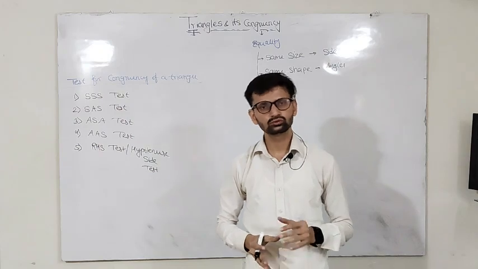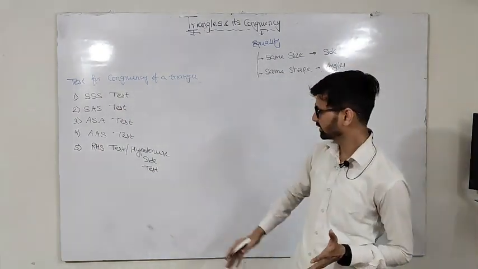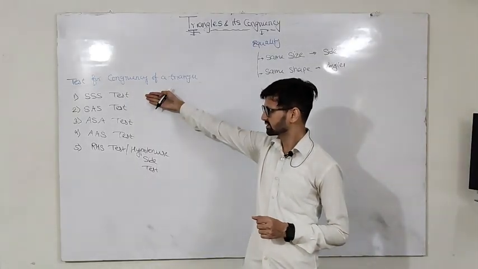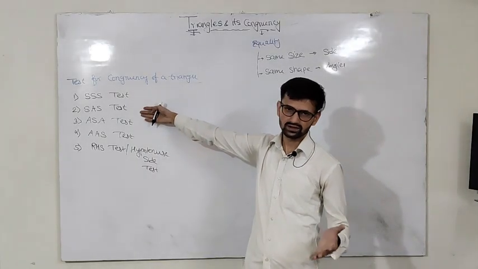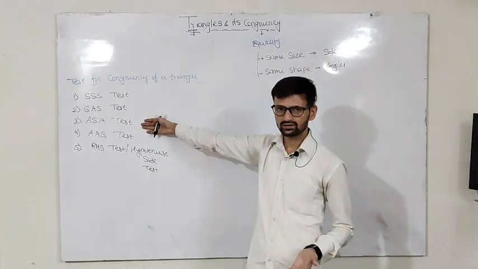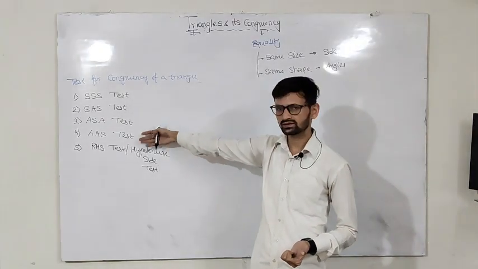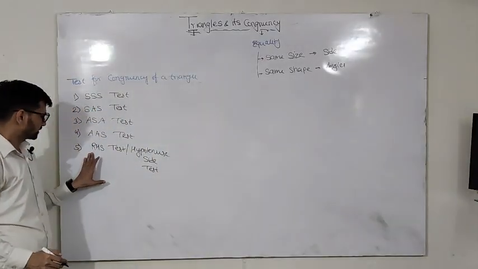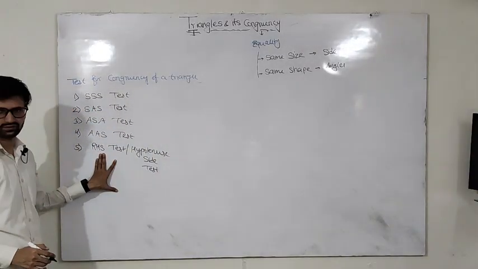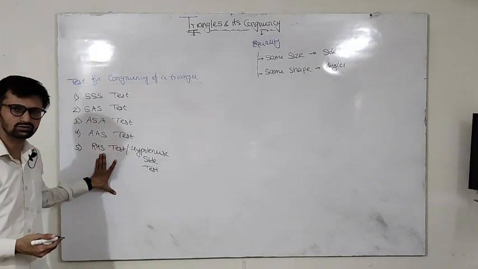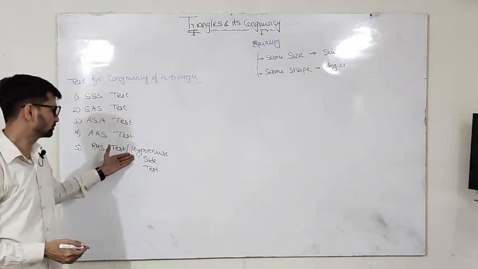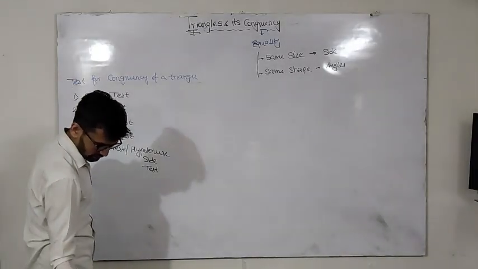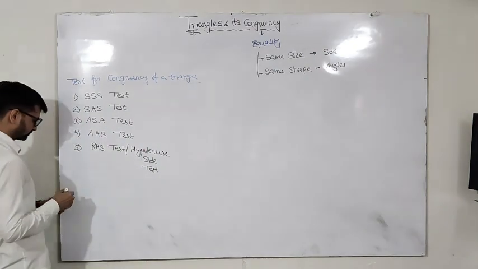If we need to prove two triangles congruent, then we can apply any of the following tests. First one is SSS test, second SAS test, ASA test, AAS test, and RHS test. RHS stands for right angle hypotenuse side test. In CBSE books they use the RHS term, in some books they use hypotenuse side test, and we can't use these combinations.